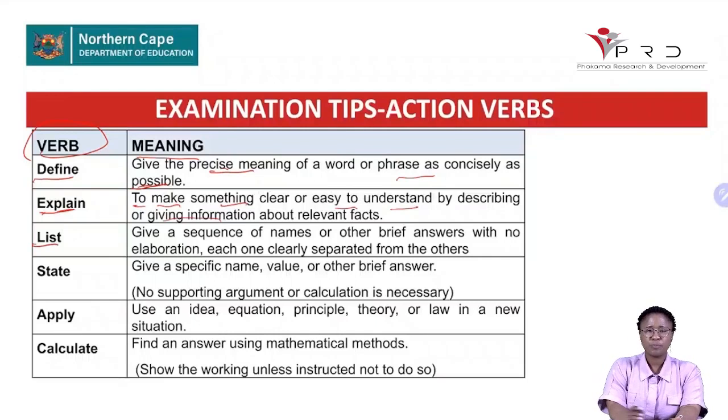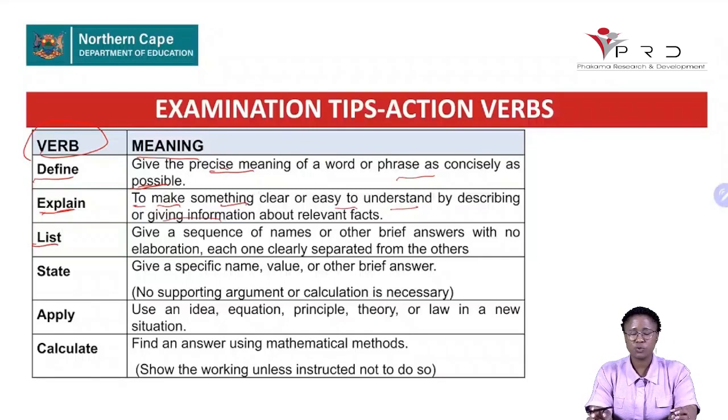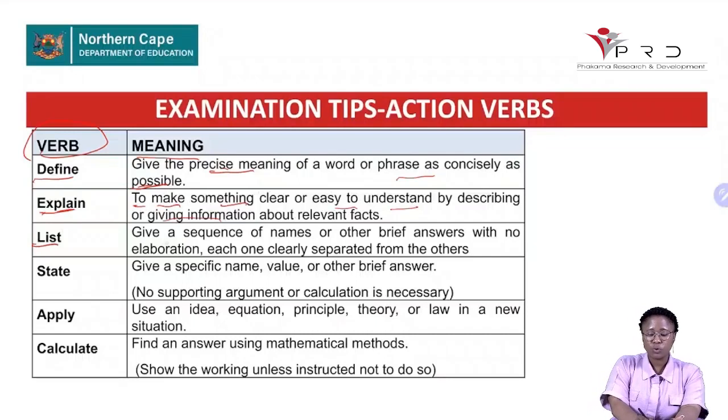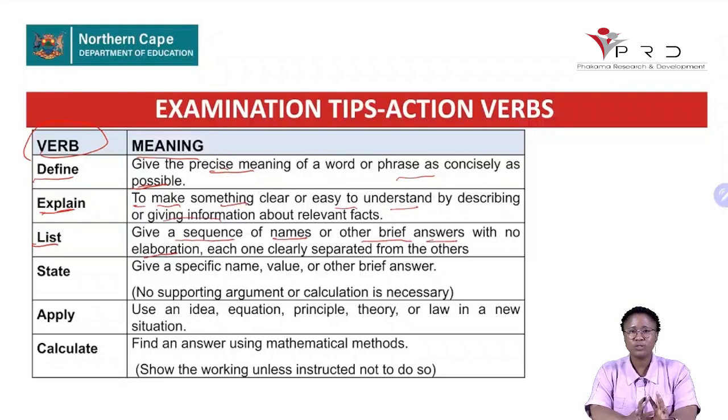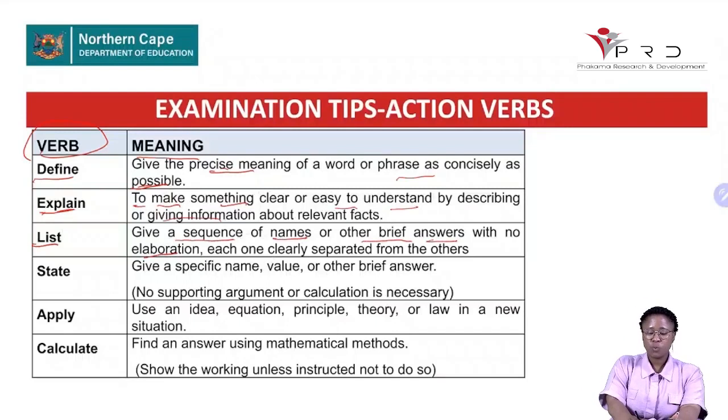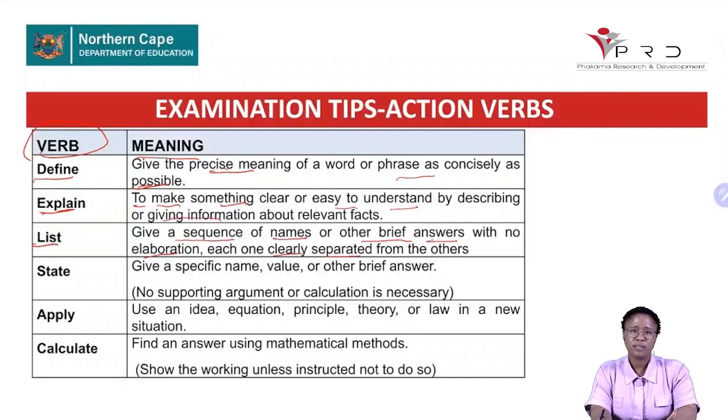You should also be able to list. When the examiner says to you, list factors that are affecting rate of reaction, or list the common acids and common bases that you know, you should be able to give a sequence of names or other brief answers with no elaboration. So when they say list, you don't need to elaborate anything. You just give us the names, each one clearly separated from the other. So that's what list actually means.